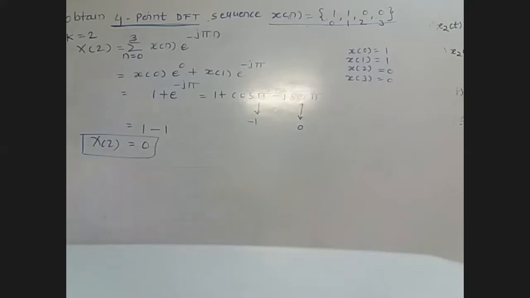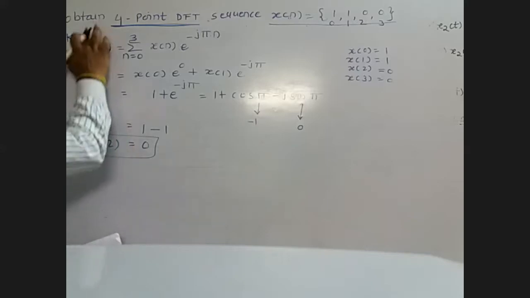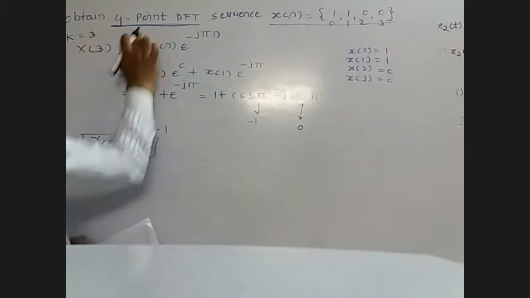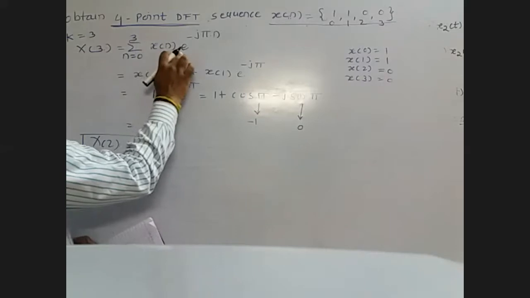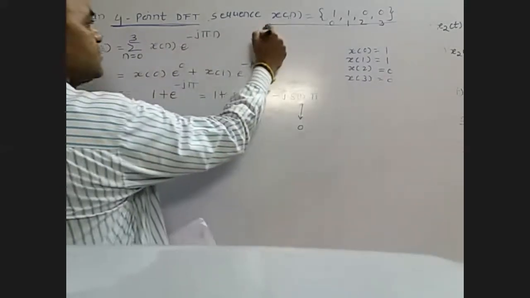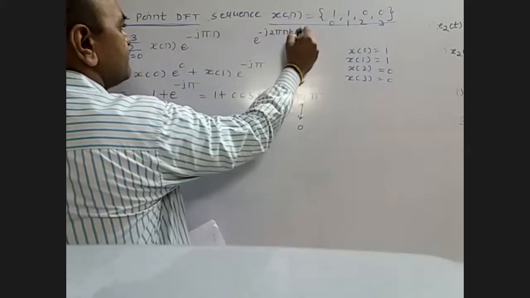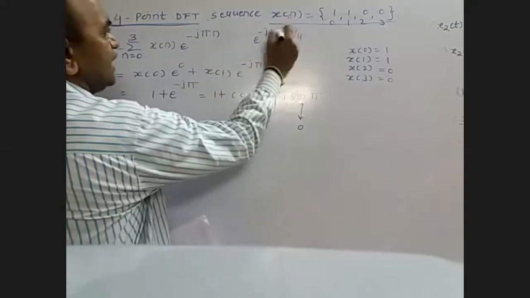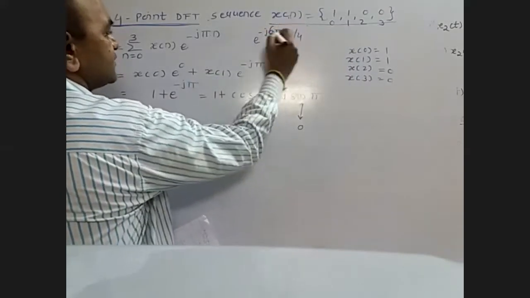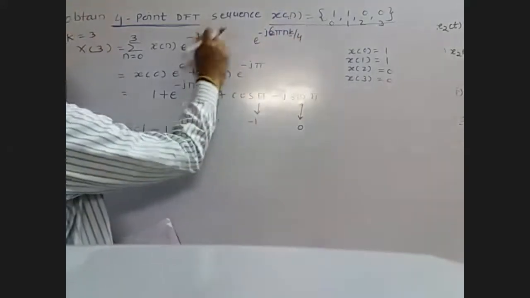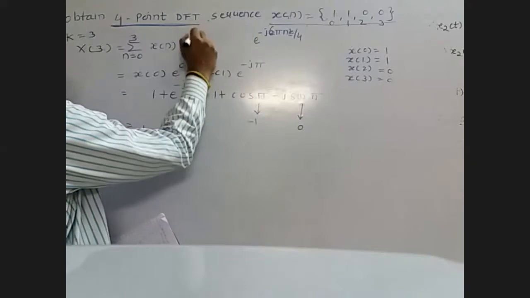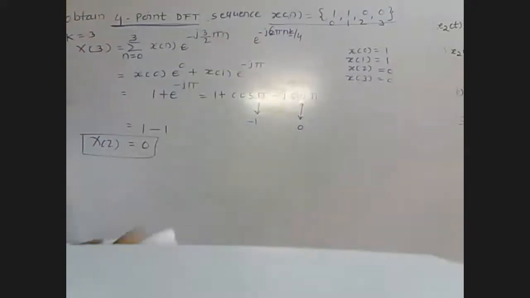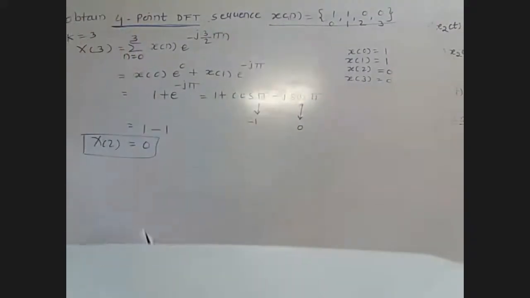Now the last term that I am giving you is k equal to 3. So x of 3 is equal to the summation of n equal to 0 to 3 of x of n e raised to minus j 2 pi n k by 4. Now here we put the value of k equal to 3. So 3 into 2 is 6, so it is 3 by 2, and the j 3 pi n term will be coming in the numerator. Hope you got this.